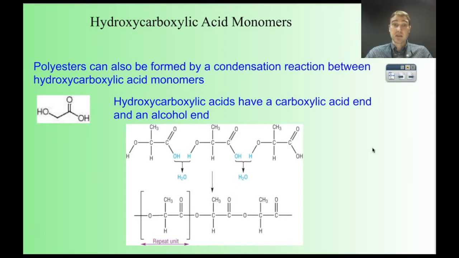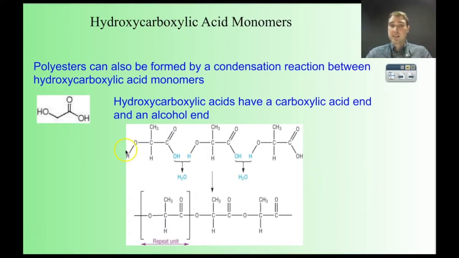The other way you can make a polyester is by using a hydroxycarboxylic acid. So what that means is hydroxy is OH, that's the alcohol group, the hydroxyl group, and then you've got a carboxylic acid group on the same molecule. So you've got a hydroxyl group and a carboxylic acid group, so that makes it hydroxycarboxylic acid. And they will react together to form your polymer.